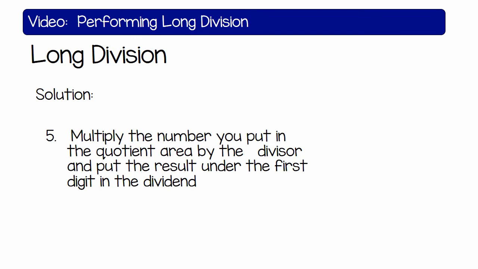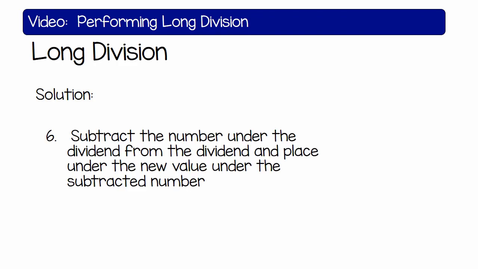Multiply the number you put in the quotient area by the divisor and put the result under the first digit in the dividend. This means that 0 times 5 is 0. You will put the 0 under the 4. Now, subtract the number under the dividend that you've just put there from the dividend and place the answer under the value that is being subtracted. So 4 subtract 0 would leave you with 4.